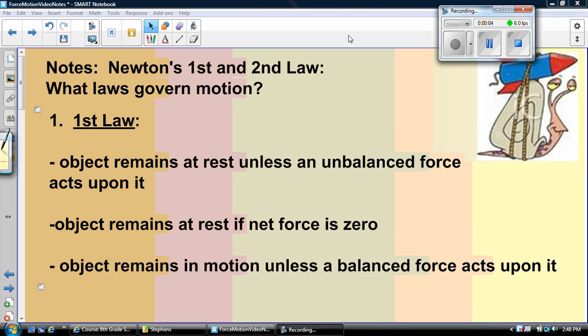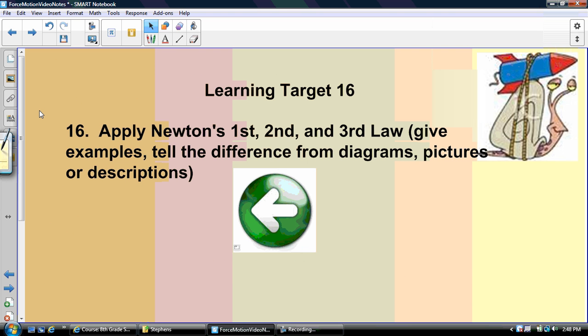Okay, today we're going to talk about what laws govern motion. So, learning target 16: be able to apply Newton's first, second, and third laws, give examples, and tell the difference from diagrams, pictures, and/or descriptions.